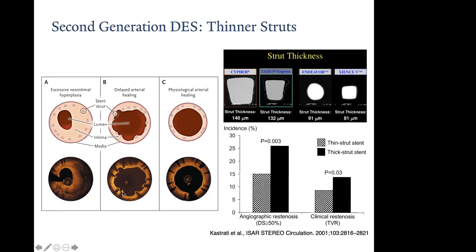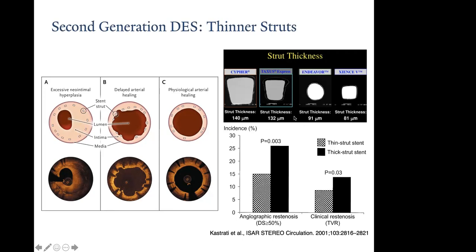This OCT image shows uncovered stent struts. And then an appropriate stent response, and this is kind of what was desired with second generation drug-eluting stents, was that you would get physiologic arterial healing where you have your stented vessel, intimal coverage without really excessive intimal hyperplasia.